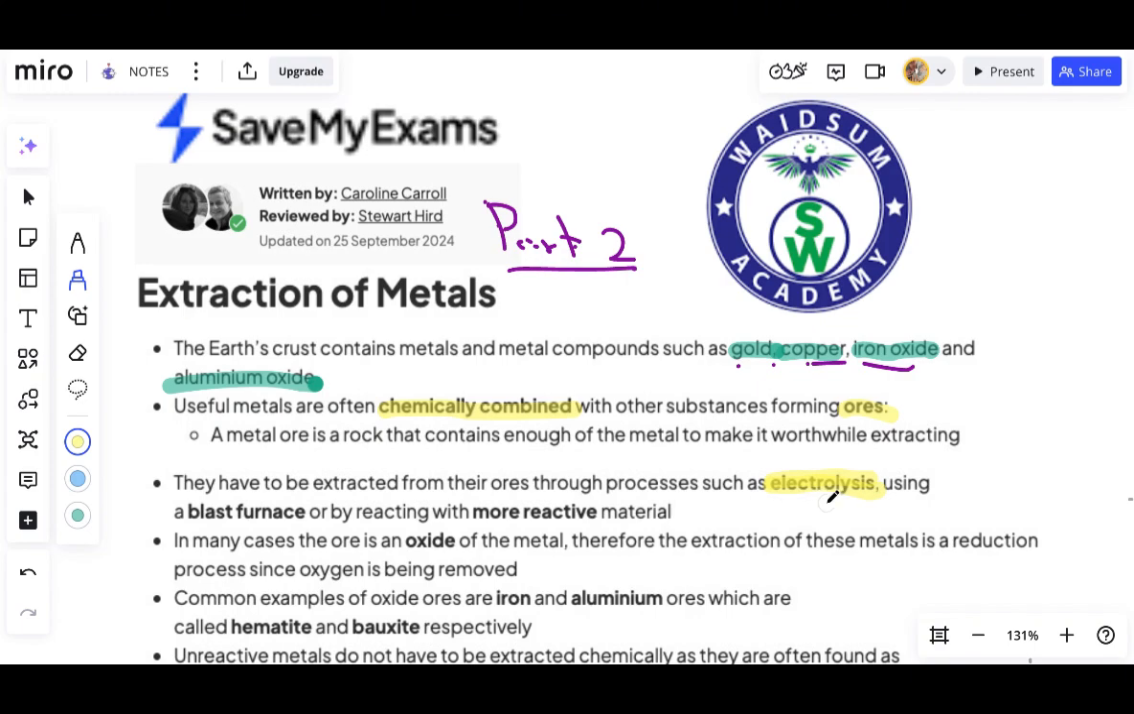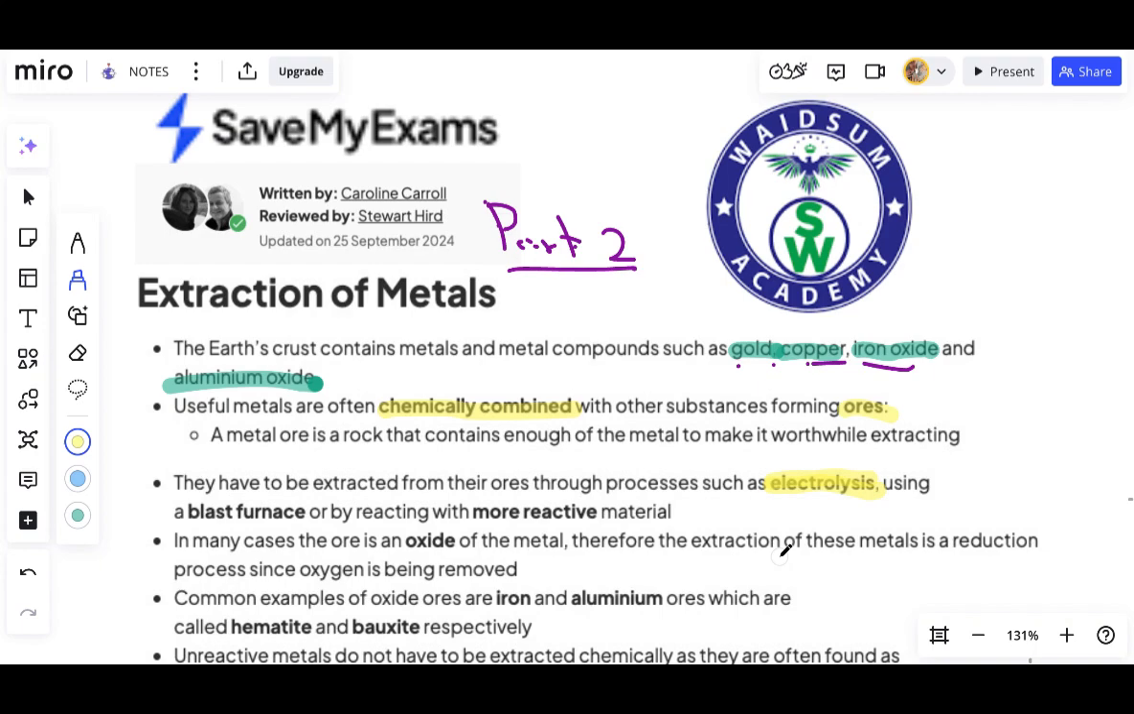Then the middle ones, like zinc, iron, and copper, we extract them using reduction with carbon. So those middle ones, we extract them using reduction with carbon. And the last one, which is gold, we just dig and get.